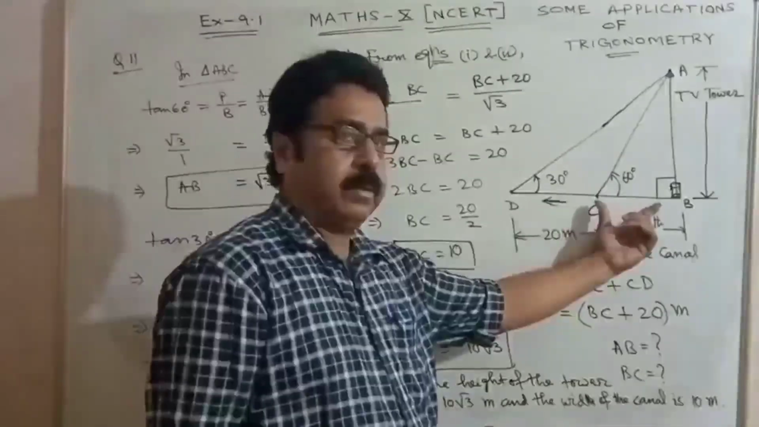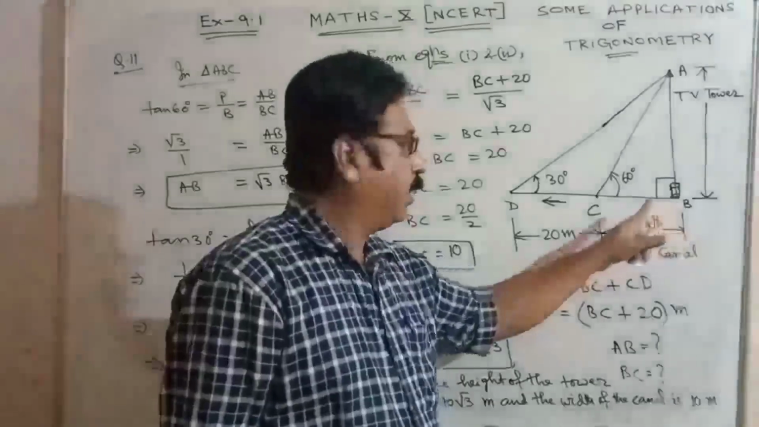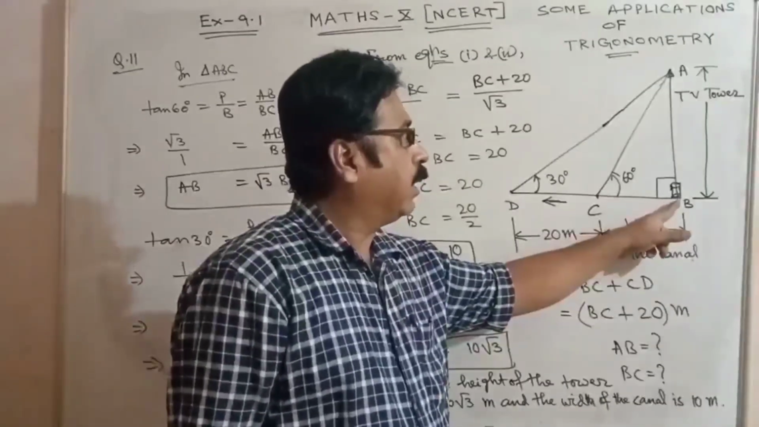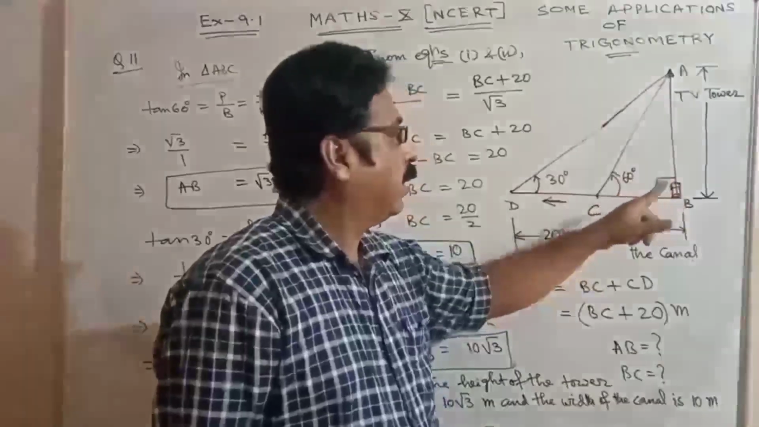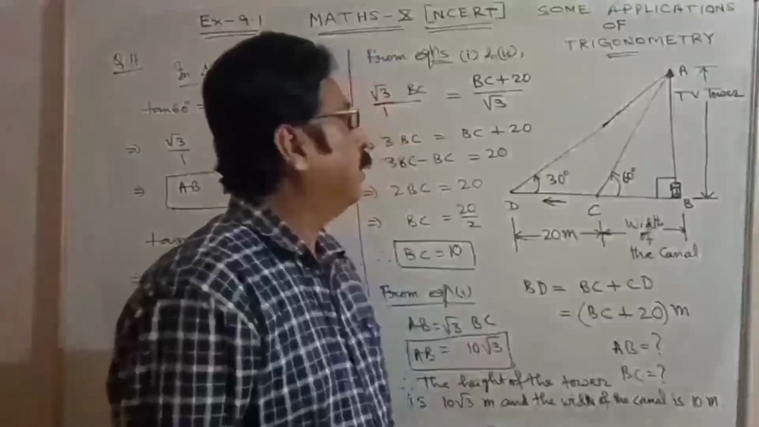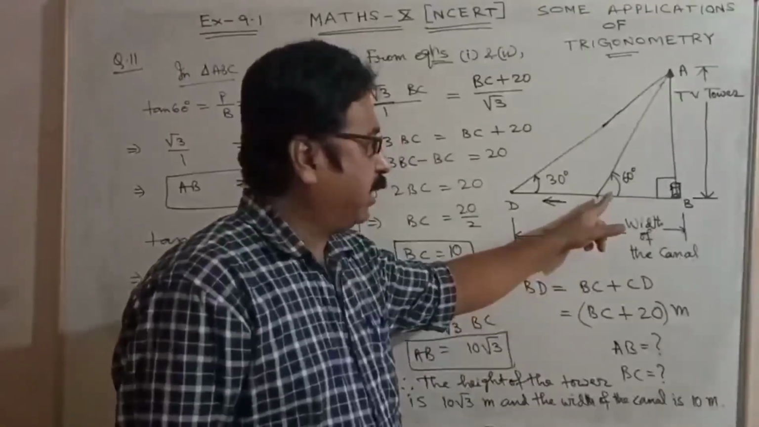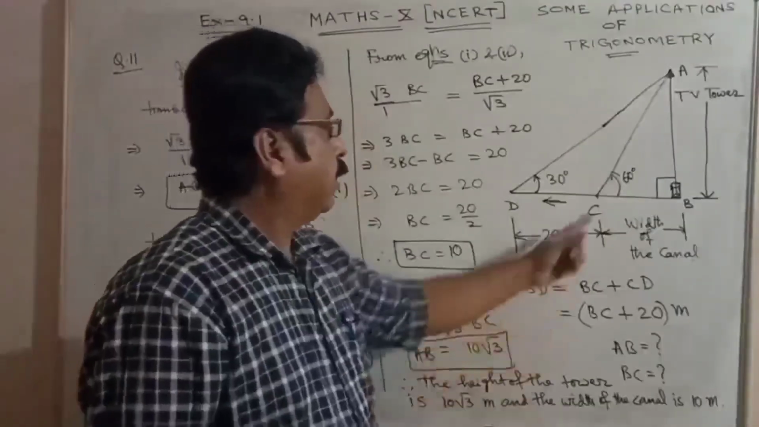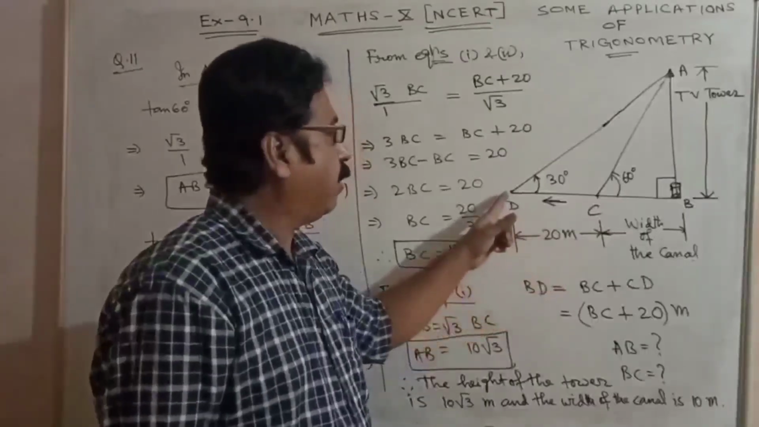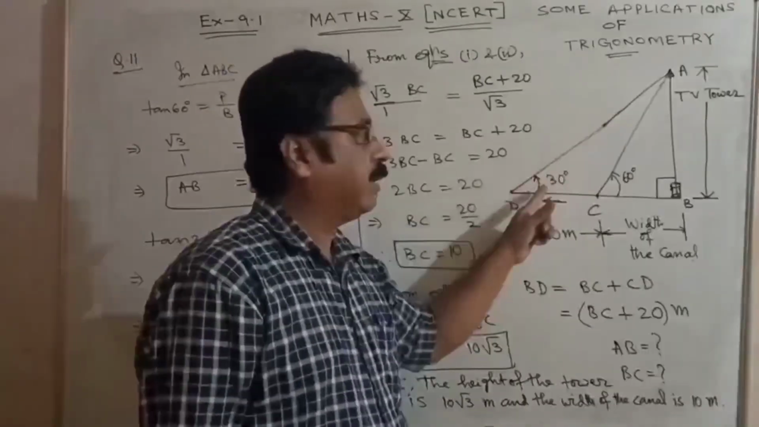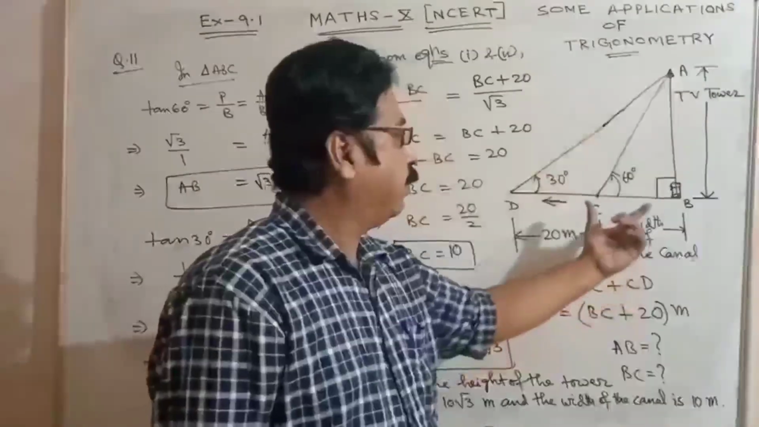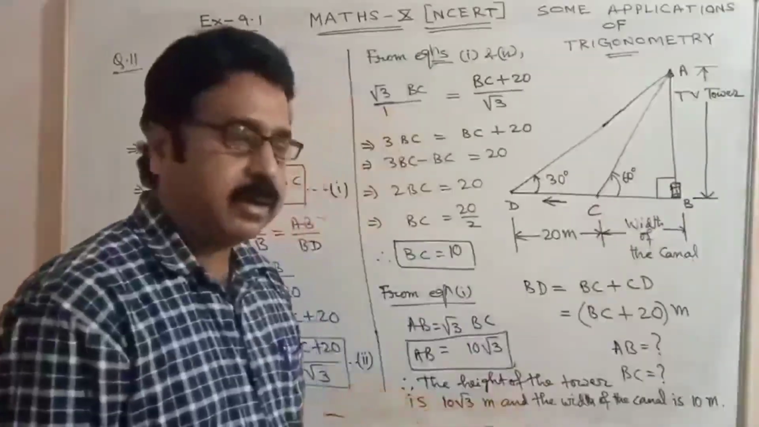BC is the canal. This is one side of the canal. This is the another side of the canal. Here the TV tower is standing upright, means at 90 degree. Angle of elevation from point C is 60 degree. From point C, point D is 20 meter away. From point D, angle of elevation is 30 degree. It was asked AB is how much, BC is how much. We got the result.